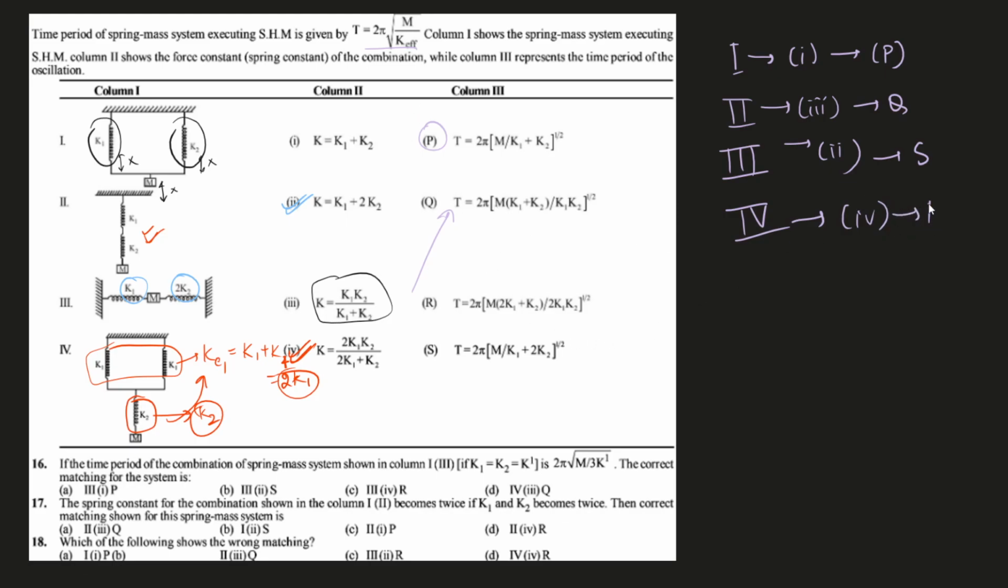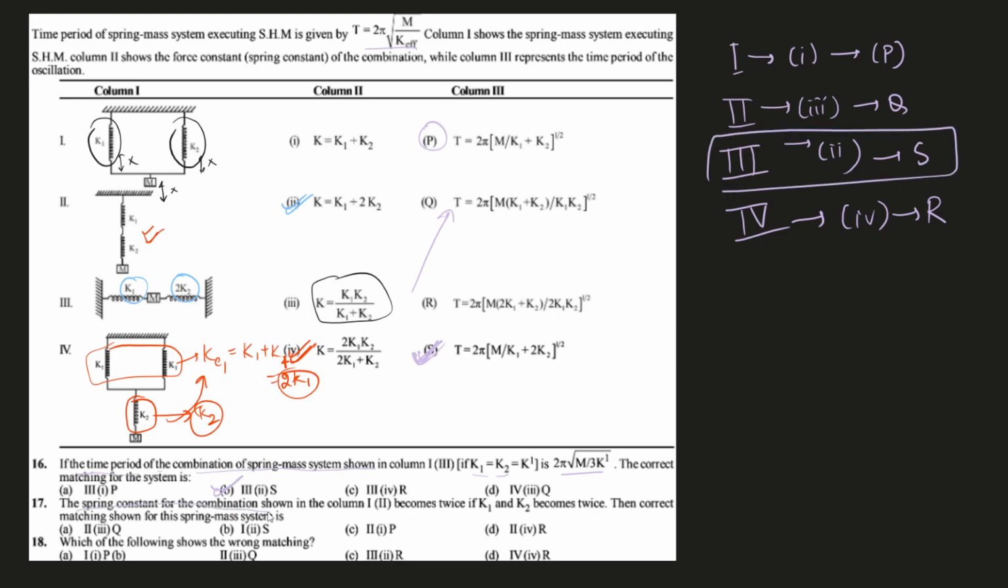and corresponding to it, the time period it has is R. Now, if the time period of the combination of the spring mass system shown in column 1, if K1 equal to K2 equal to K prime is this, the correct matching for the system is. So we need to figure out a system wherein this is possible. That seems to be the system S, this one, and that's just B. We just matched it, 3 to S.